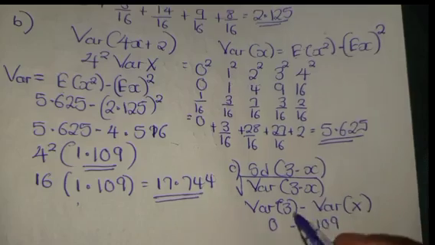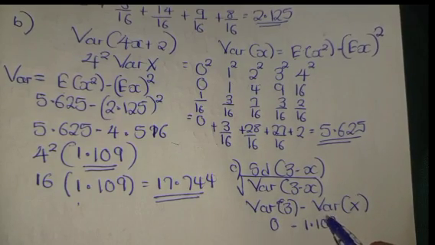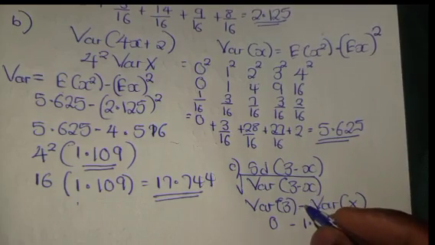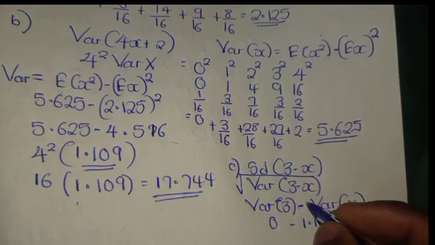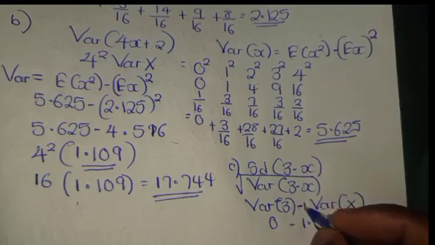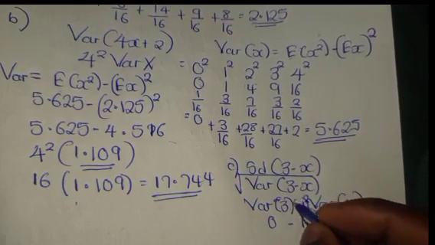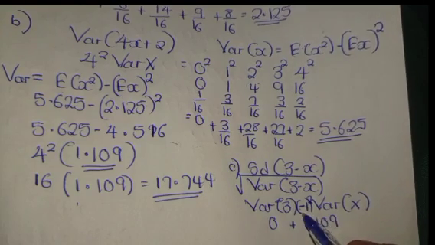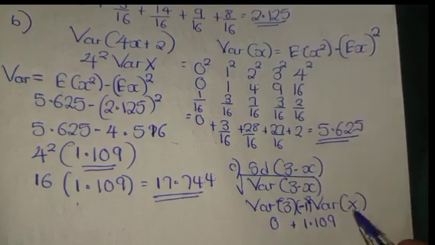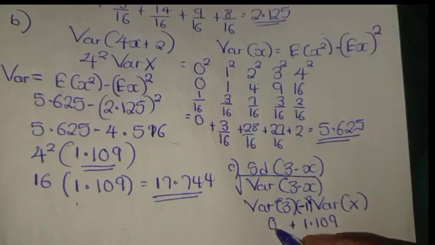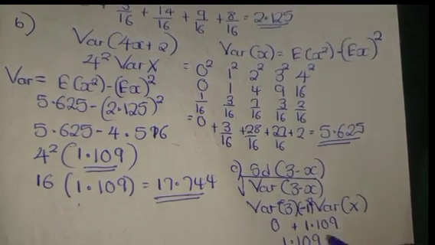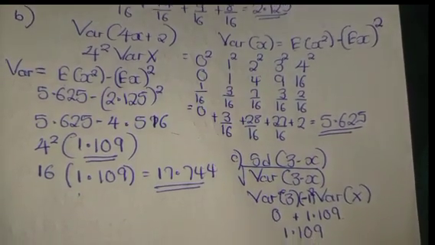Then remember, under variance, since this negative was part of the x, then if we bring it outside, it is like we are bringing a 1 outside, which we need to square, and it will be positive there. And you know to say 1 times the variance will still be that. Then 0 plus that, we still get our answer to be 1.109. So this is our variance.